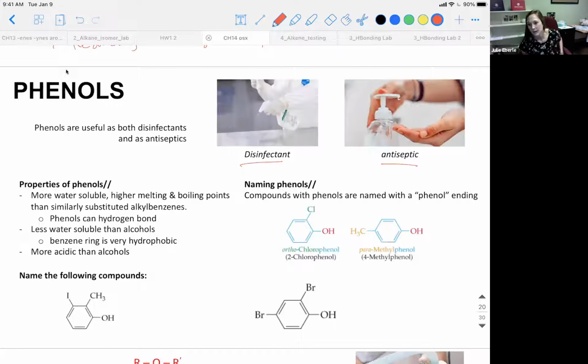You can have liquid antiseptics for sure. Like post-surgery, a lot of times you've got an open wound and you have to make sure that thing is completely sterilized. They'll use antiseptics to clean the wound area or the surgical area.